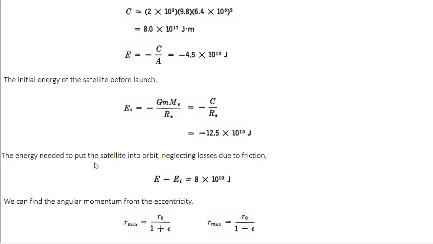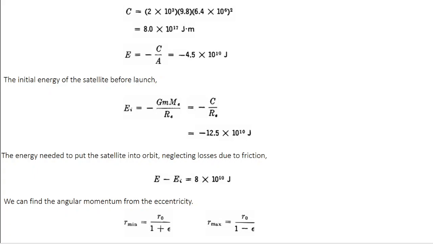So the energy needed to put the satellite into the orbit is the final energy minus the initial energy. So this is minus 4.5 times 10 to the power 10 joule minus minus 12.5 times 10 to the power 10 joules, which is 8 times 10 to the power 10 joules. So this is the energy required to take the satellite from the surface of Earth and place it in the elliptic orbit.